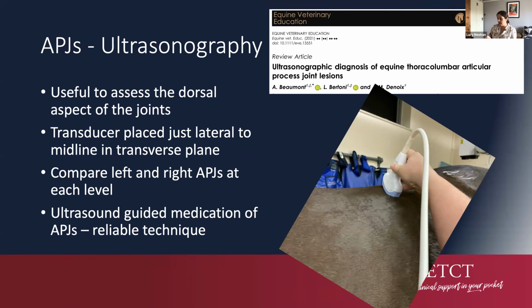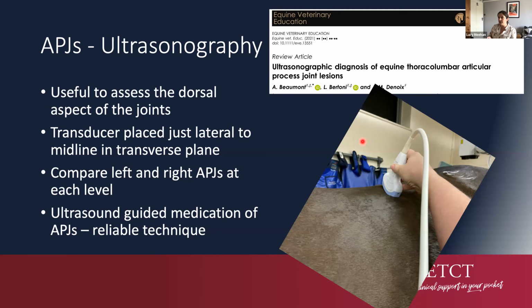You can do it in a thin-skinned horse with a fine hair coat. You don't even have to clip. The transducer is placed just lateral to midline in a transverse plane. It does really have to be a curvilinear transducer. You don't get enough depth of penetration with a linear transducer. And I would always compare left and right articular process joints at each level.